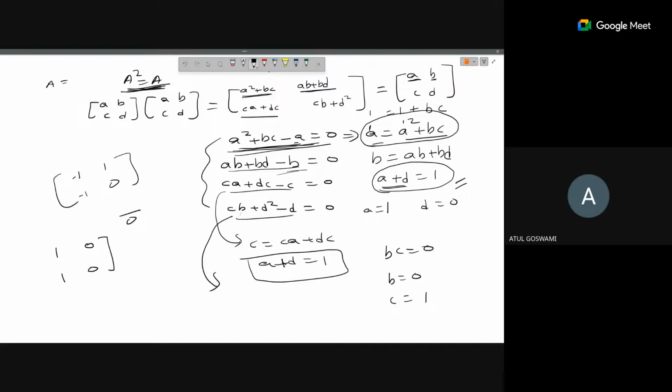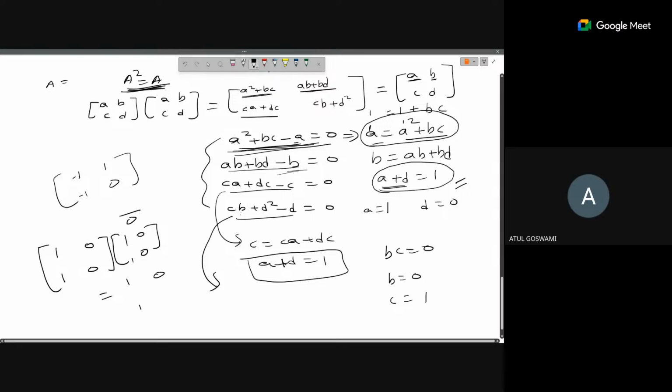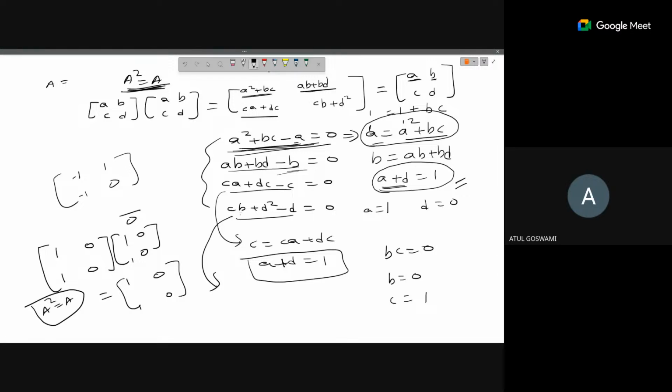But no need to actually do this kind of work. Because we can directly see the solution exists. What is the square of this? 1, 0, 1, 0, giving 1, 0, 0, 1. Clearly, A square equals to A. So using this, we are able to find the values, right? We can put any random value. We are unnecessarily taking time.